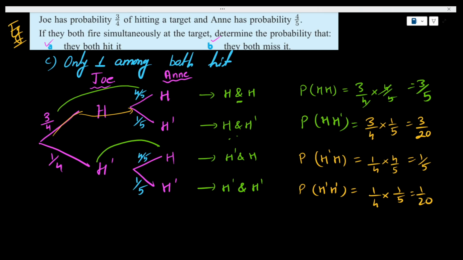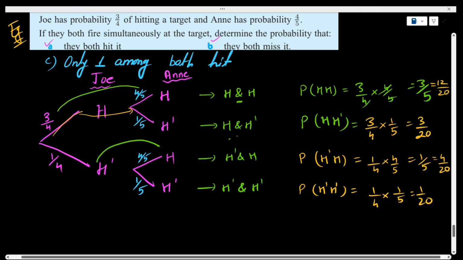Now after that, I have written it in the simplest form, but if I write it down directly, 12 by 20 plus 3 by 20, and here 4 by 20, and 1 by 20. Whenever you are adding the probabilities, what are we going to do? You are going to take the total. If you take 12 by 20 plus 3 by 20 plus 4 by 20 plus 1 by 20, you will see that you are always going to get the total probability as 1.